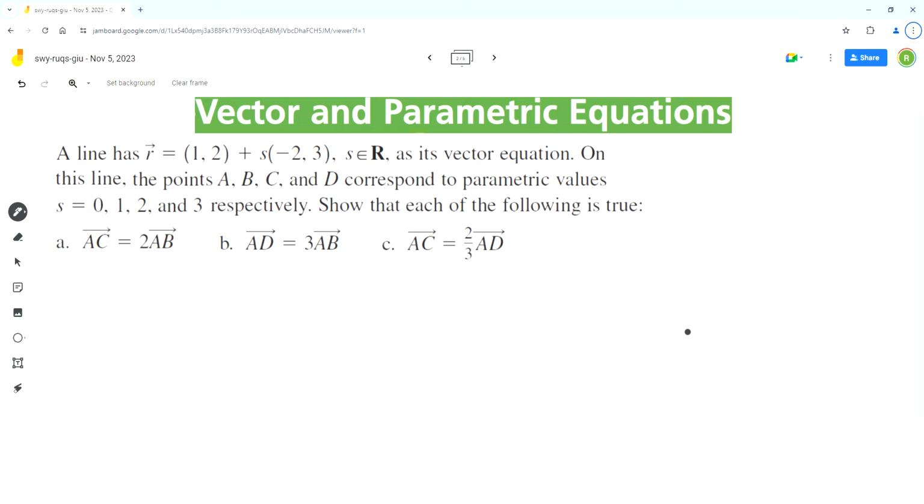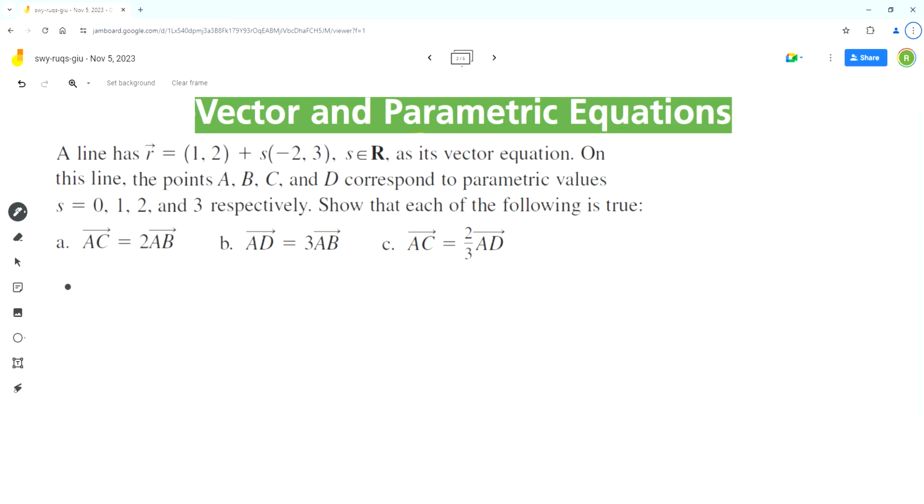So in this video, we'll solve this problem using the concepts of vector and parametric equations for a line in R2. As per the problem, a line has the vector equation r equals (1, 2) plus s times (-2, 3), where s can be any real number. On this line, the points A, B, C and D correspond to parametric values s equals 0, 1, 2 and 3 respectively. Show that each of the following is true.